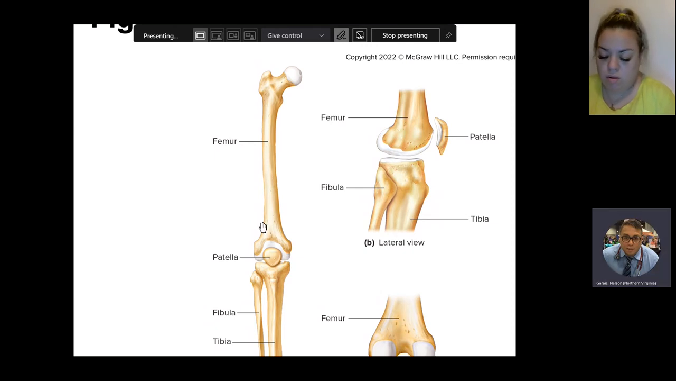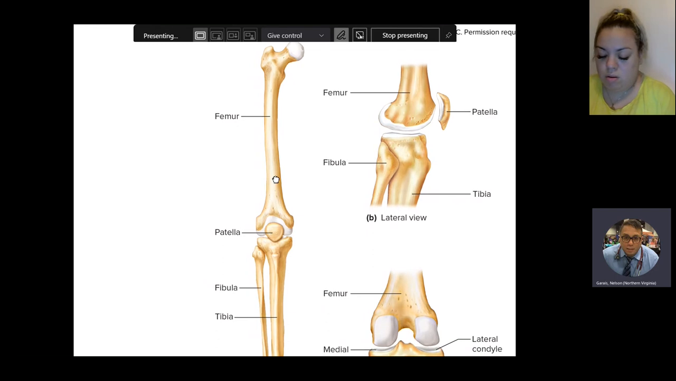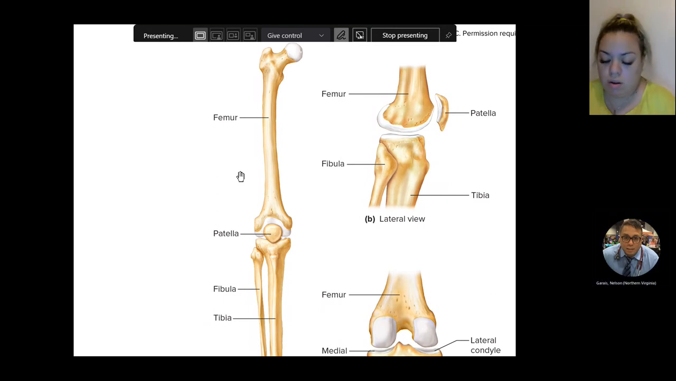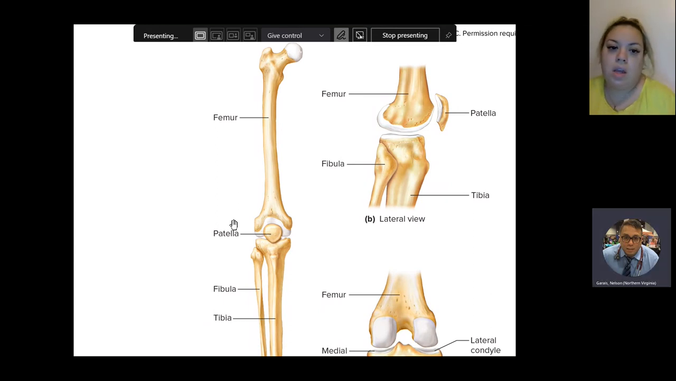Long bone, short bone, what? Long bone. And it's the heaviest, longest, right? Now, what's the smallest bones in your body? Ossicles, and they're where? In your ear or middle ear.